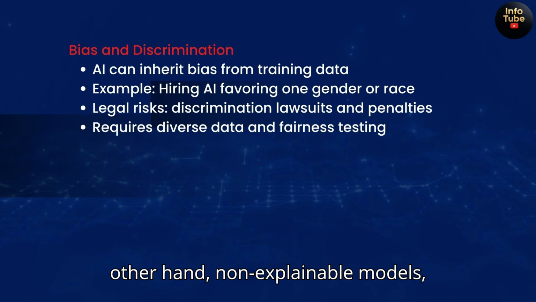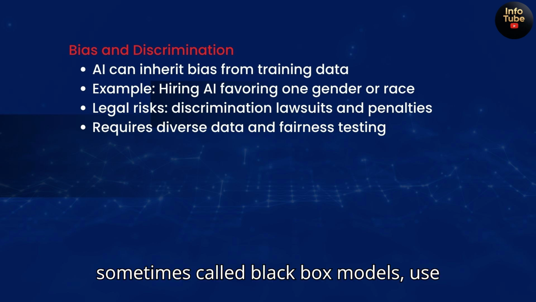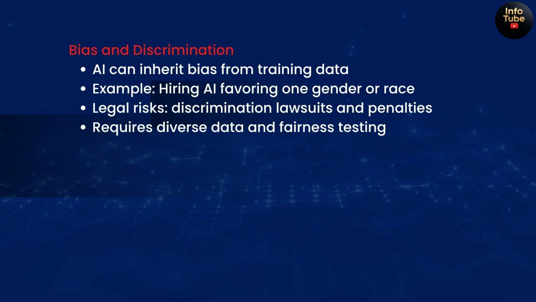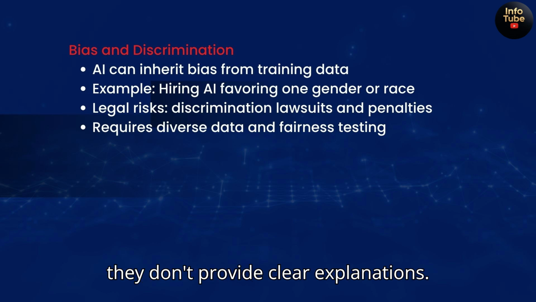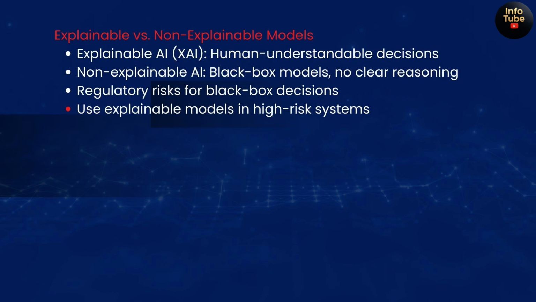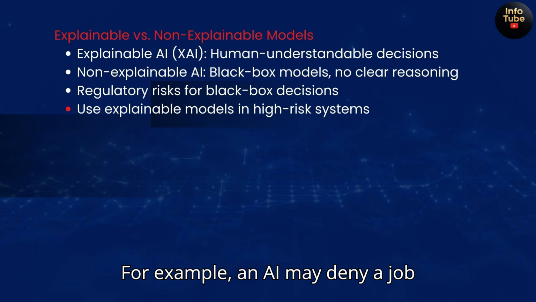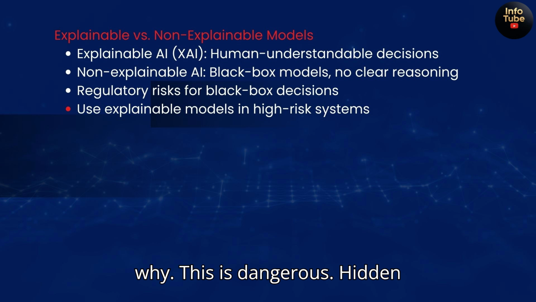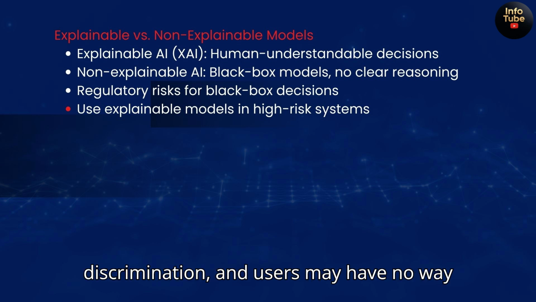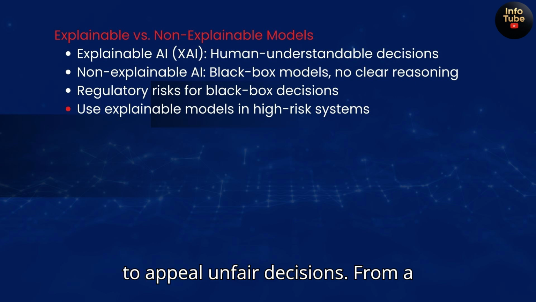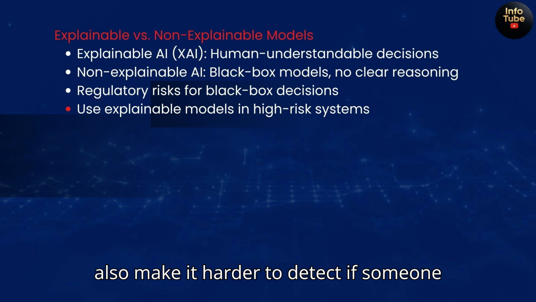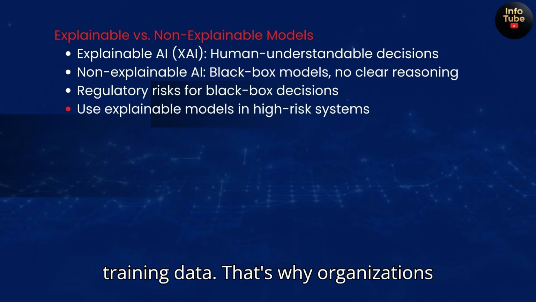On the other hand, non-explainable models, sometimes called black box models, use complex algorithms like deep learning. These models may be very accurate, but they don't provide clear explanations. For example, an AI may deny a job application, but no one can say exactly why. This is dangerous. Hidden biases in the training data could lead to discrimination, and users may have no way to appeal unfair decisions. From a security perspective, black box models also make it harder to detect if someone tampered with a model or poisoned the training data.